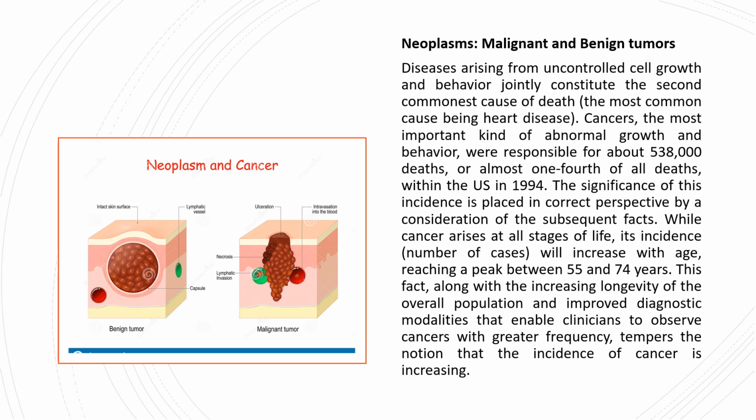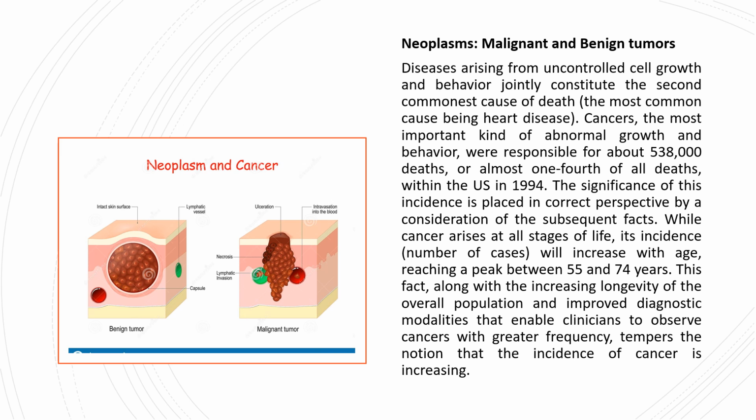Now let's discuss neoplasms, malignant and benign tumors. Diseases arising from uncontrolled cell growth and behavior jointly constitute the second commonest cause of death, the most common cause being heart disease. Cancers, the most important kind of abnormal growth and behavior, were responsible for 538,000 deaths, or almost 1/4 of all deaths within the U.S. in 1994.